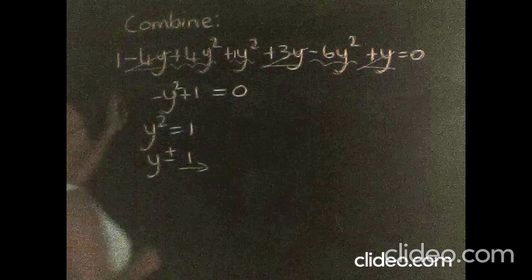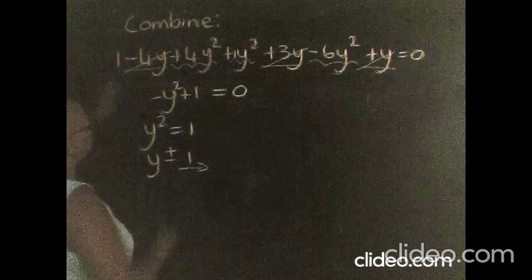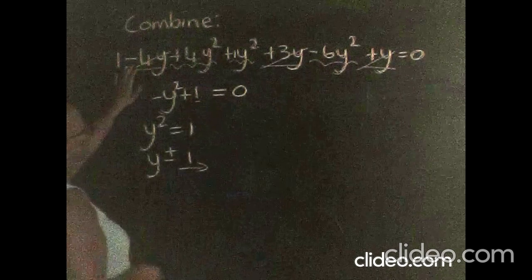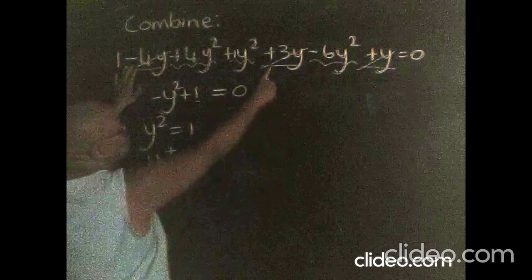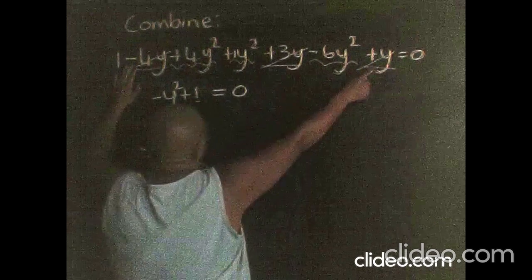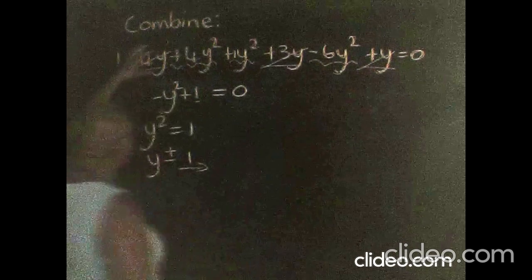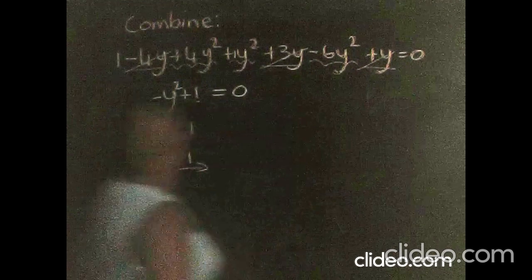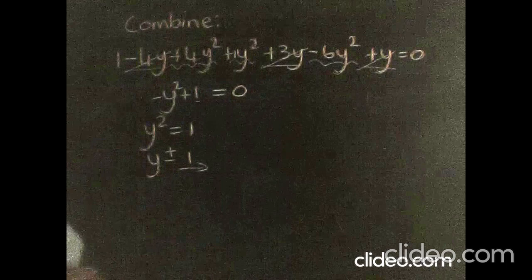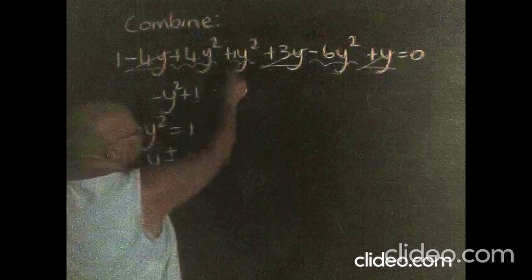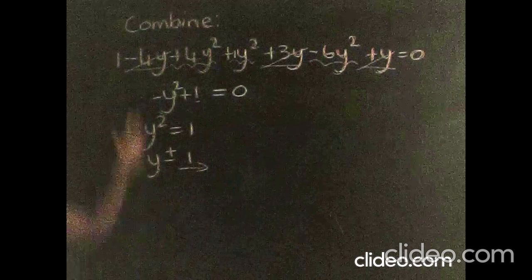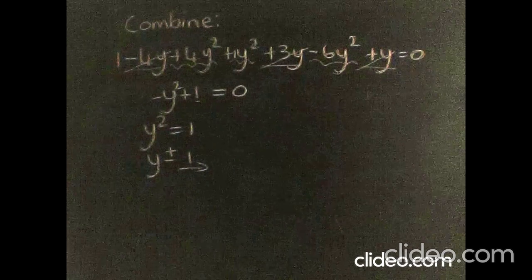Right, so if you have a look at this, this 1 here is the one over there. We have negative 4y plus 3y plus 1y. 3 plus 1 gives us 4, and that's a negative 4. So this and this cancel each other out. So we don't have a value for this anymore. And if we take 4 plus 1 minus 6, we get a negative y squared. So we made that equal to 0.